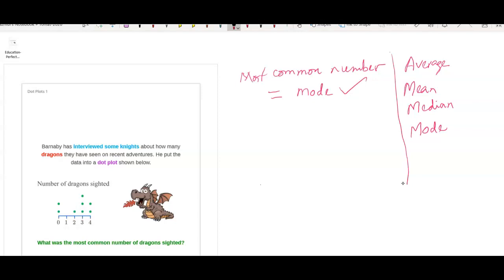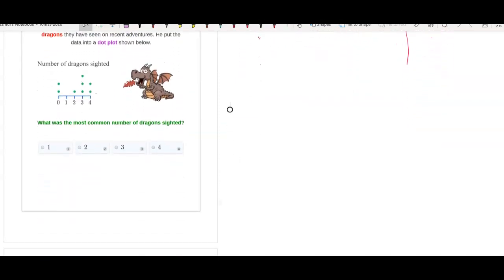This is the most common number, which is what? You should be able to answer that question now. So out of those 1, 2, 3, 4, you got to choose the correct answer. Let's scroll to the next one.